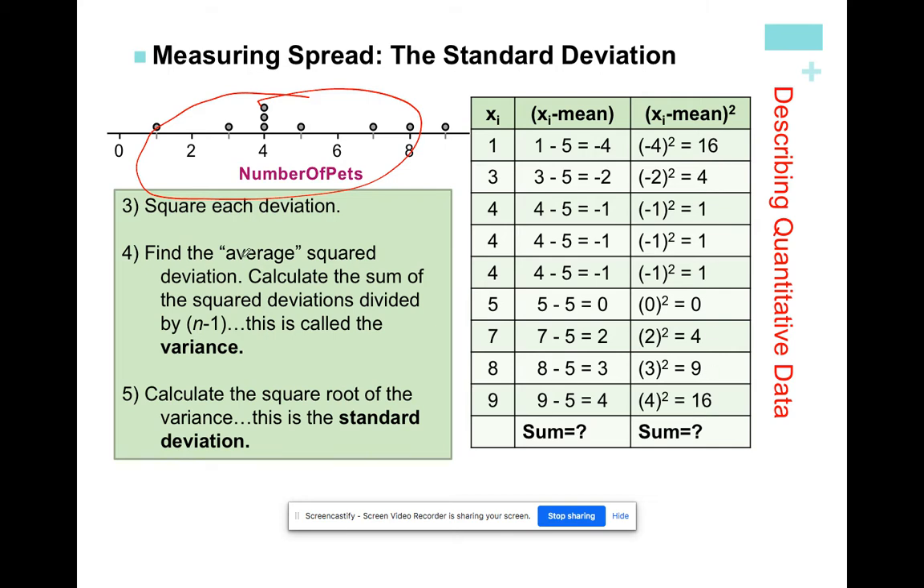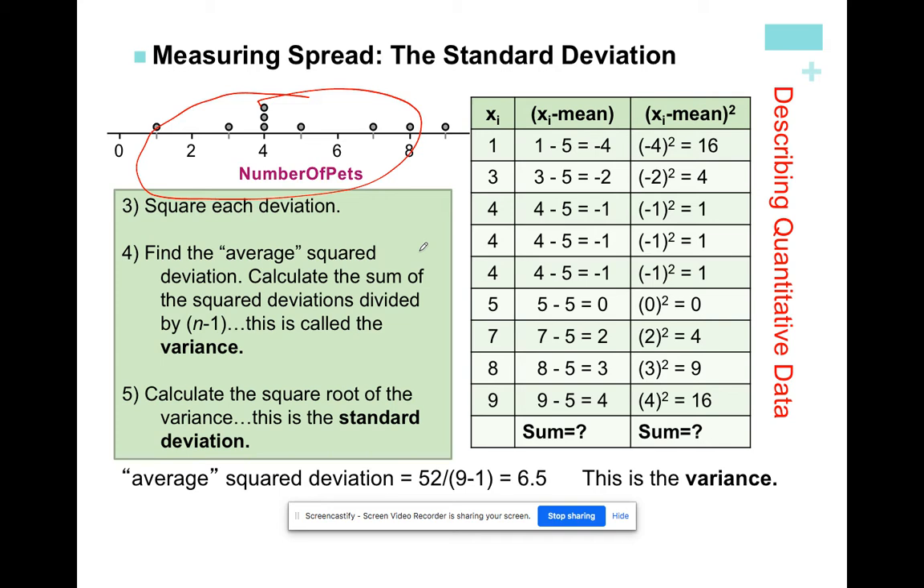And then we want to find the average squared deviation. So we're going to go ahead and add those all up, and then we're going to divide by how many. But something that happens when we find standard deviation and what we call variance here is that we divide by n minus 1. So we have nine children here, so we're actually going to divide by 8. So this 52 is the sum of this column here. So I'm going to go ahead and write that in. And then we're dividing by 8. So we get 6.5. That's what we call the variance, which is a measure of spread.